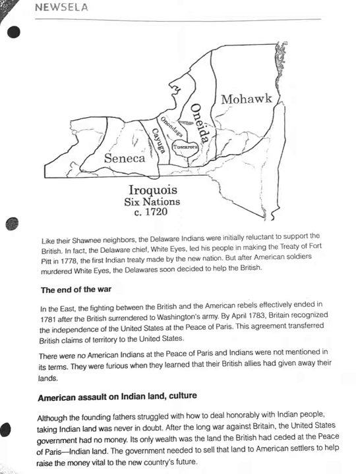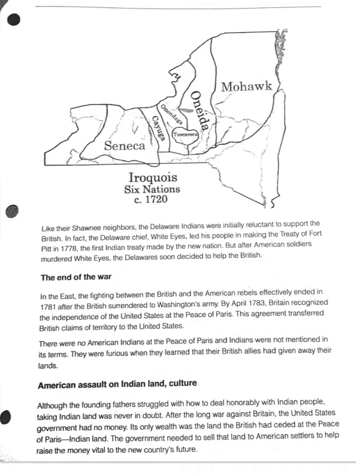The end of the war. In the East, the fighting between the British and the American rebels effectively ended in 1781 after the British surrendered to Washington's army. By April 1783, Britain recognized the independence of the United States at the Peace of Paris. This agreement transferred British claims of territory to the United States. There were no American Indians at the Peace of Paris, and Indians were not mentioned in its terms. They were furious when they learned that their British allies had given away their lands.